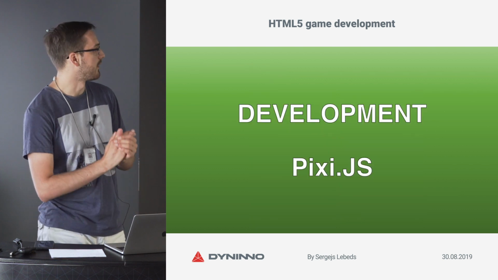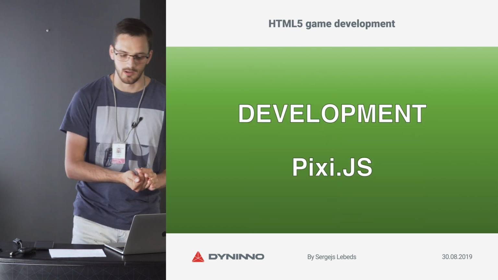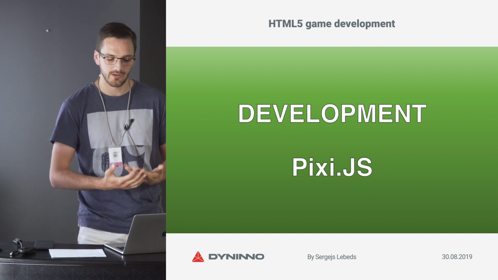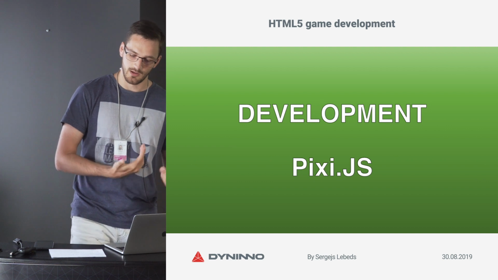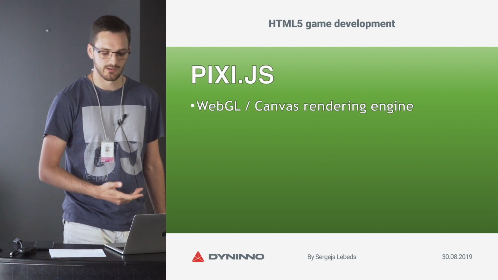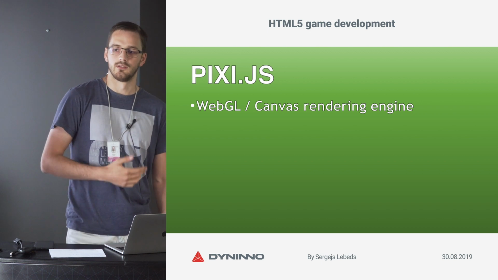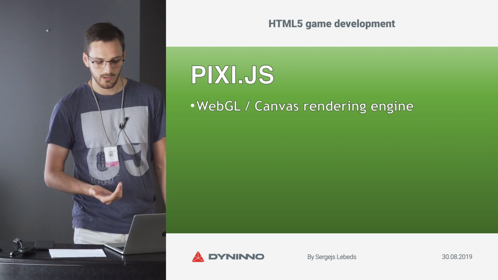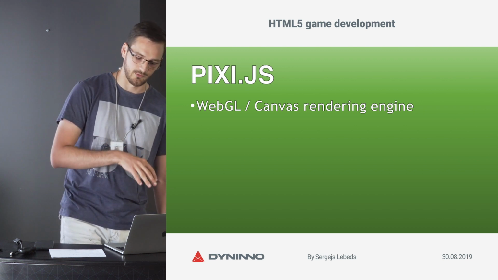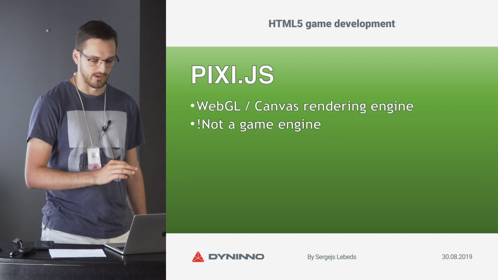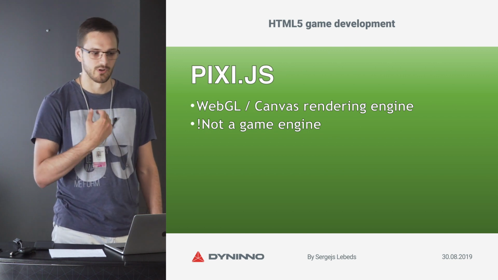So let's get to the development part. And the main technology that I will be focusing on is Pixi.js. So what is it? Pixi.js is a WebGL canvas rendering engine. It switches from one technology to another when needed to provide an optimal experience for the user. But it is not a game engine. It only renders graphics.